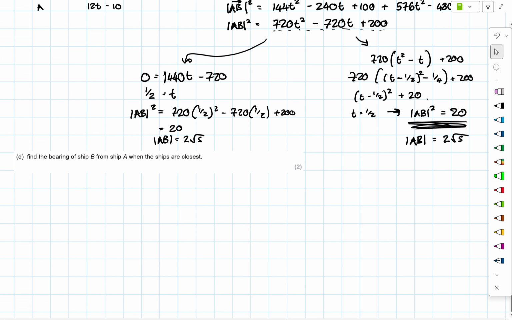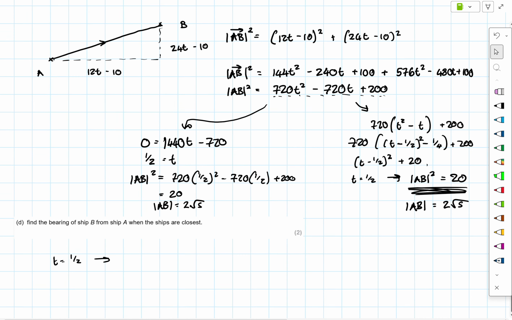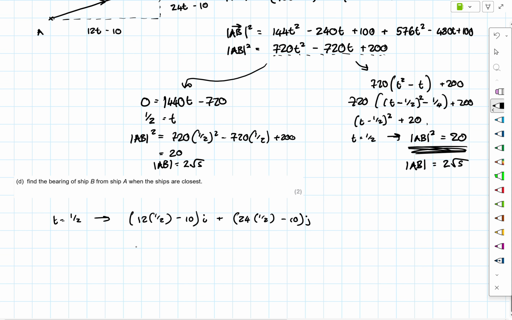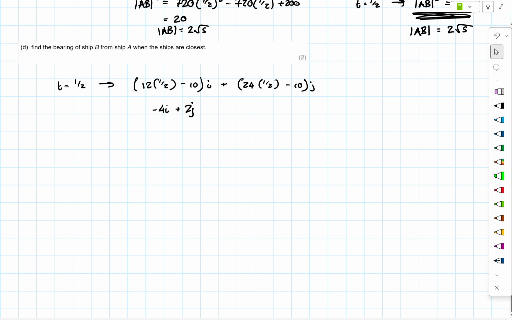Find the bearing of ship B from ship A when the ships are closest. When the ships are closest, we know that t equals 1/2, and then we just need to find what that vector is. So that would be (12 times a half minus 10)i plus (24 times a half minus 10)j, which is equal to 6 minus 10 is minus 4i, and then 12 minus 10 is plus 2j. So that gives me my vector of A to B.